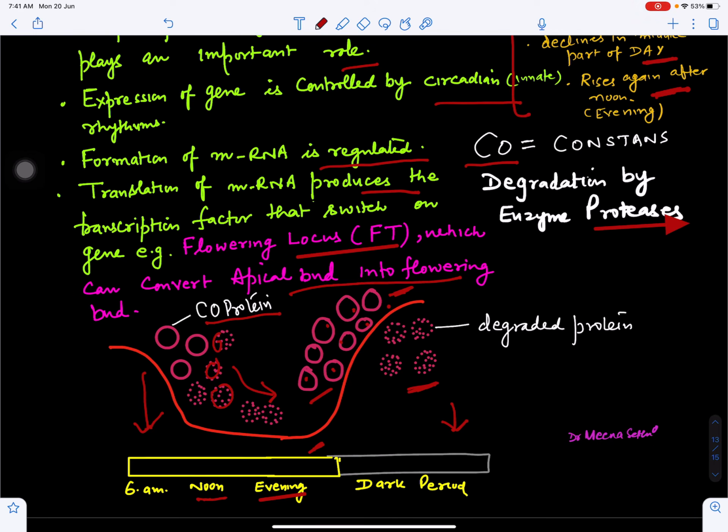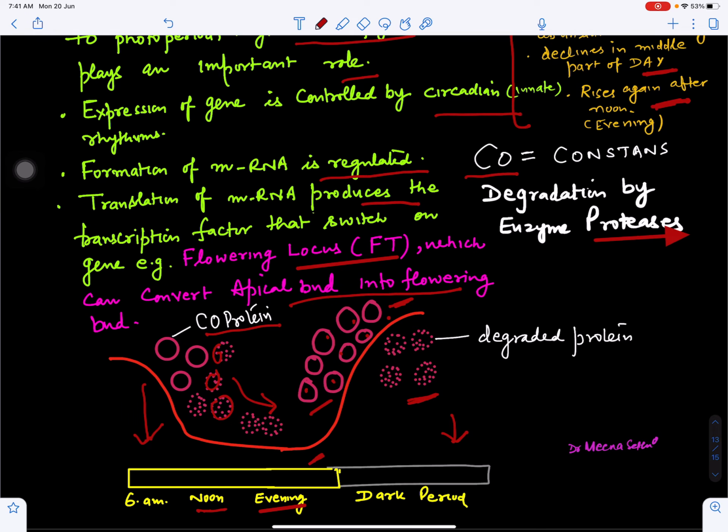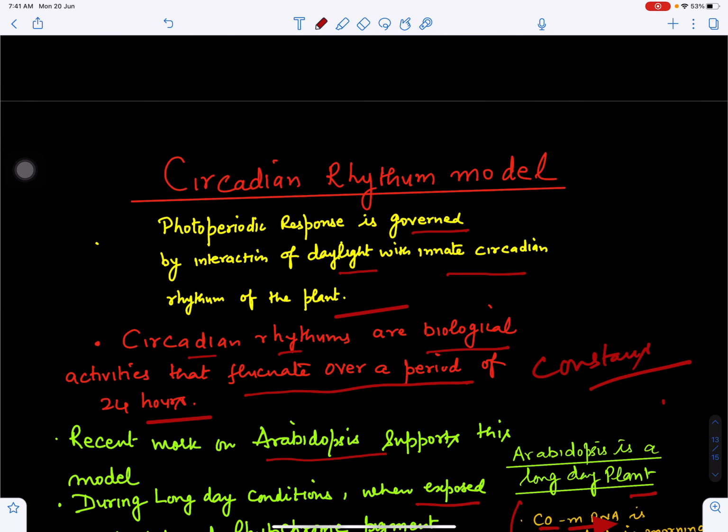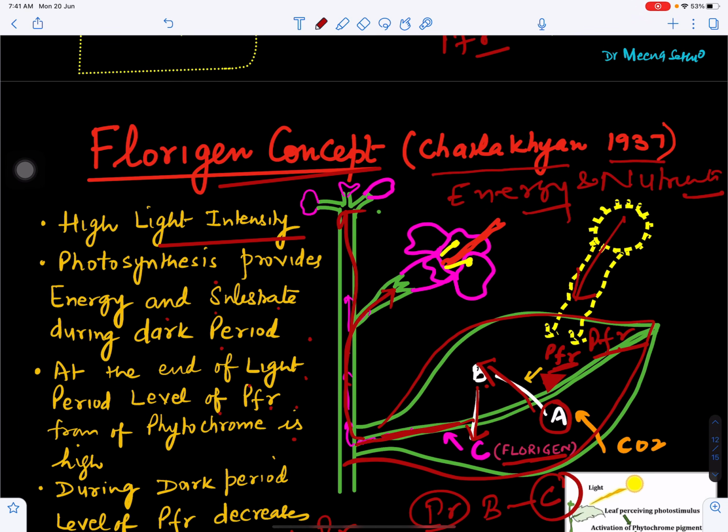But what happens in the short day plant? In the short day plant, in the evening, constant protein is not synthesized because the day length is shorter. So constant messenger RNA is not helping in formation of constant protein till evening. So flowering will not occur in the short day plant. So this is about how flowering is controlled by the circadian rhythm model, how flowering is controlled by a floral hormone called Florigen, and how phytochrome is playing an important role in the flowering process. So this is all about the mechanism of photoperiodism, how flowering is regulated in plants in short day, long day, and in the other angiospermic plants.